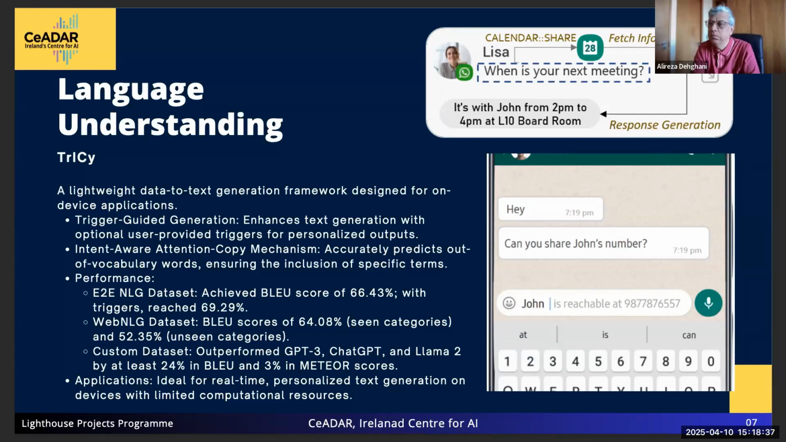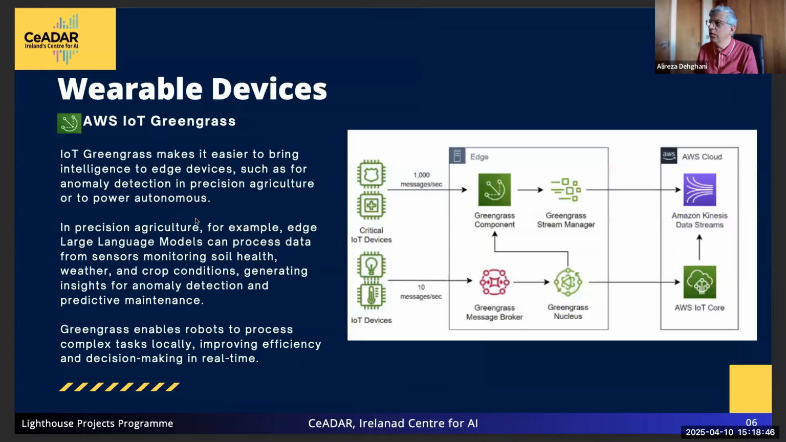The more important, interesting part is that it is really private. You don't send your data to any cloud. Everything is on a device, and you can communicate with that.